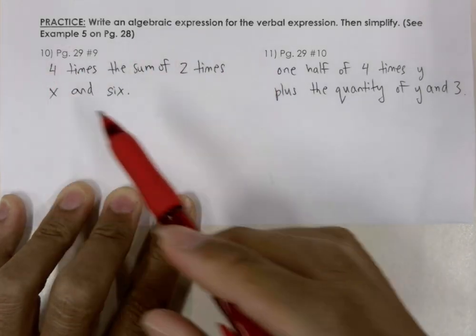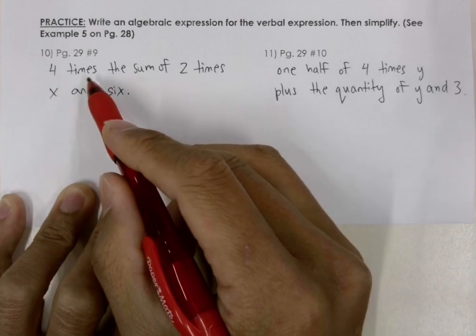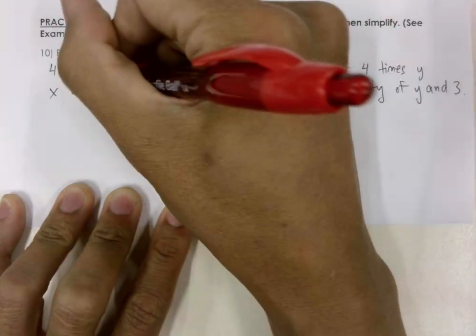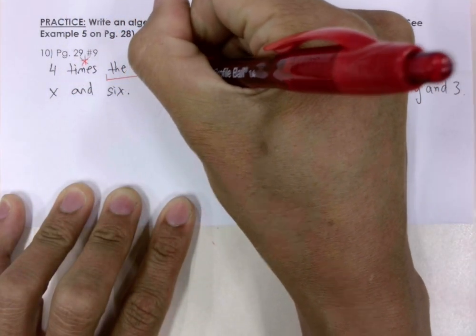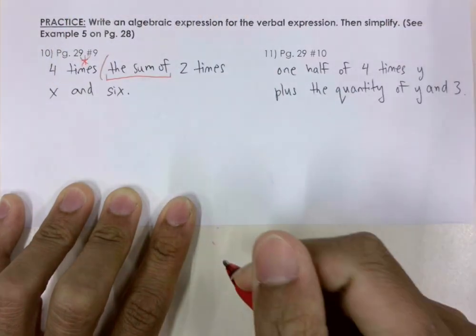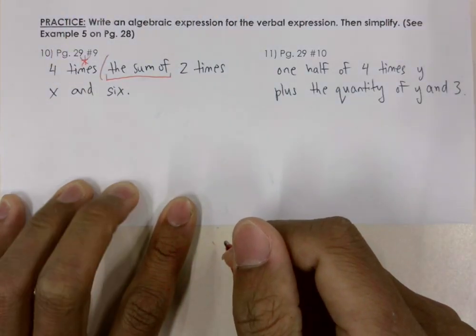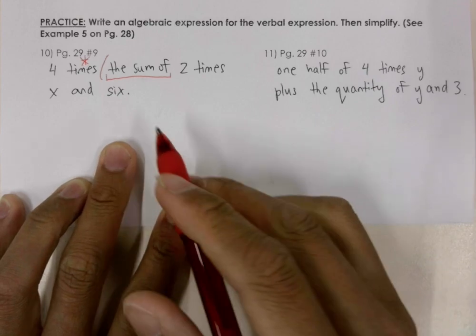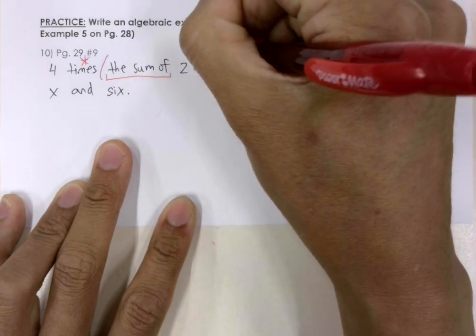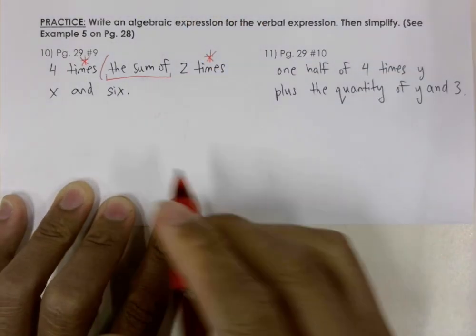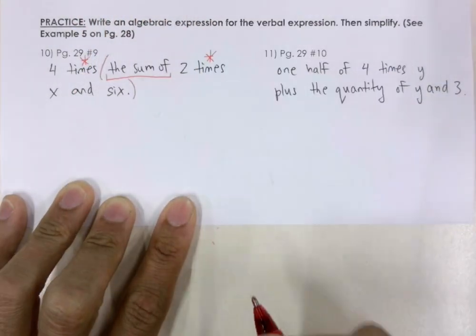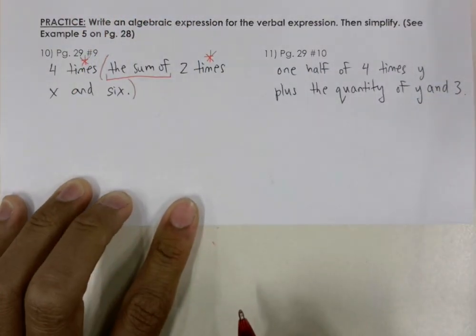Let's break this down. We have 4 times. Times is a multiplication. We have the phrase the sum of, which means we are putting a parentheses around the next 2 terms. What are the next 2 terms? 2 times x, that would be a 2x, and 6. Those are our next 2 terms that go in the parentheses.